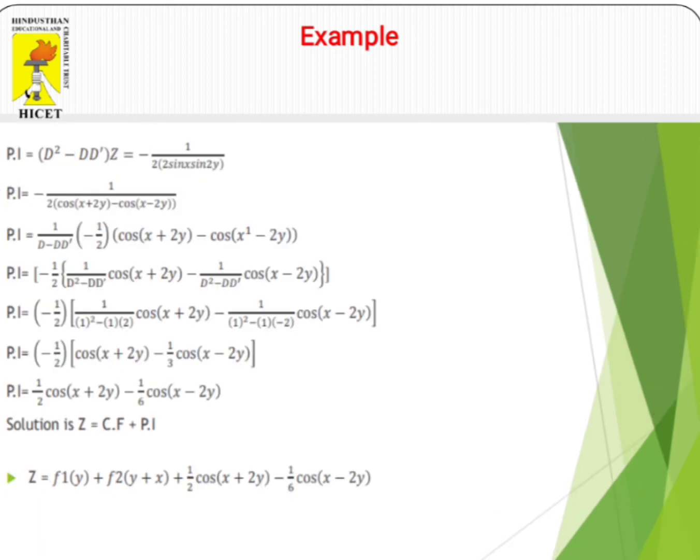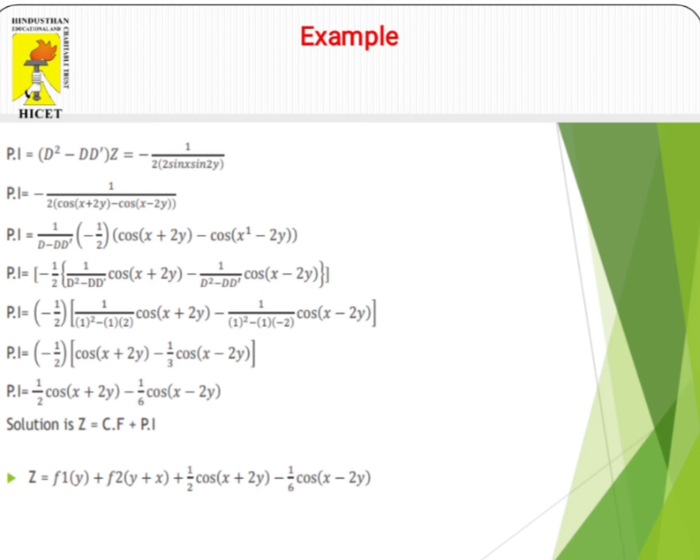Now to find the particular integral. Before finding the particular integral, here two trigonometric functions are multiplied, so first of all we split it into two terms. We know the formula sin a cos b equal to 1 by 2 of sin of a plus b plus sin of a minus b. So here the particular integral can be written as 1 by D square minus DD dash into 1 by 2 of cos of a minus b minus cos of a plus b. Here a is x, b is 2y, so cos of x minus 2y minus cos of x plus 2y.